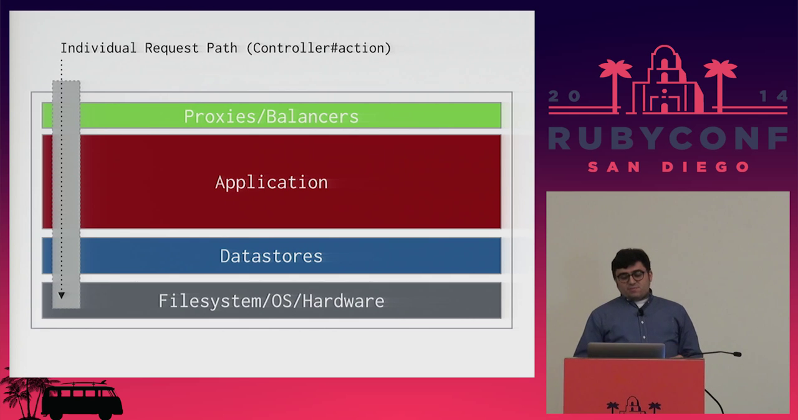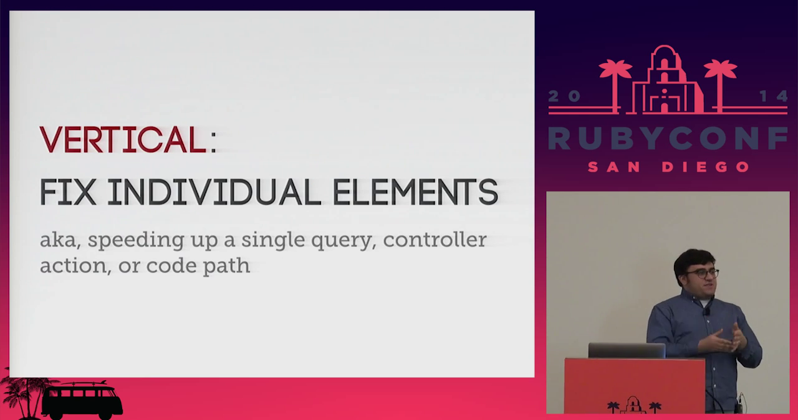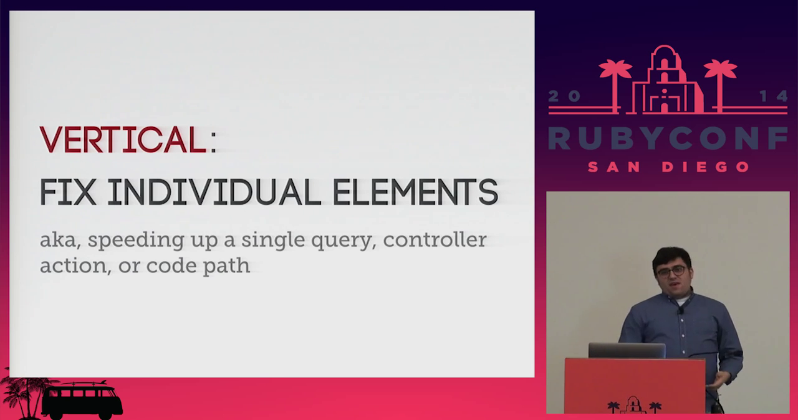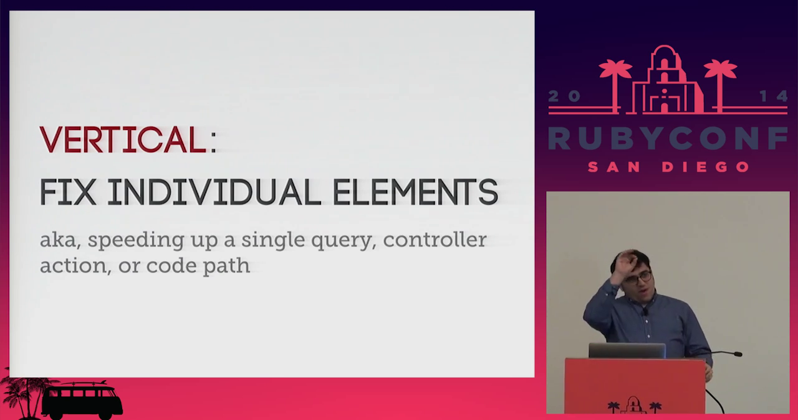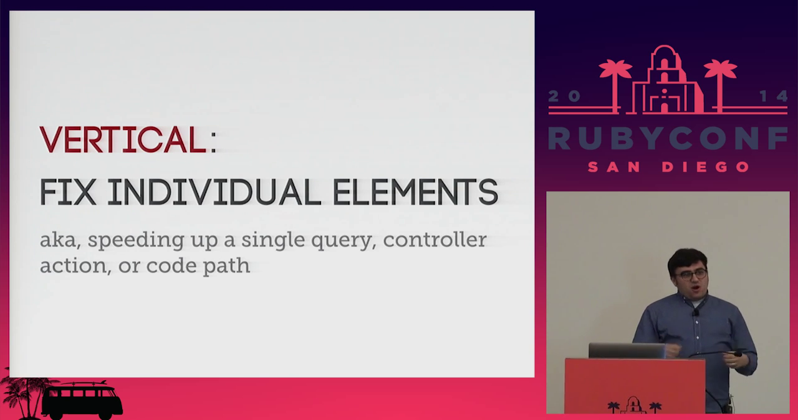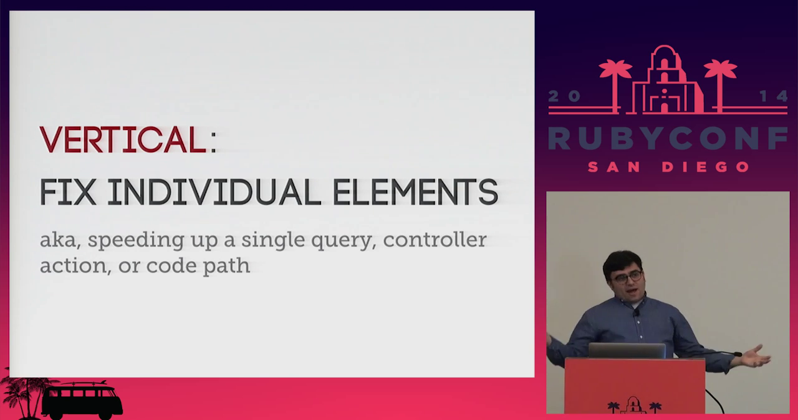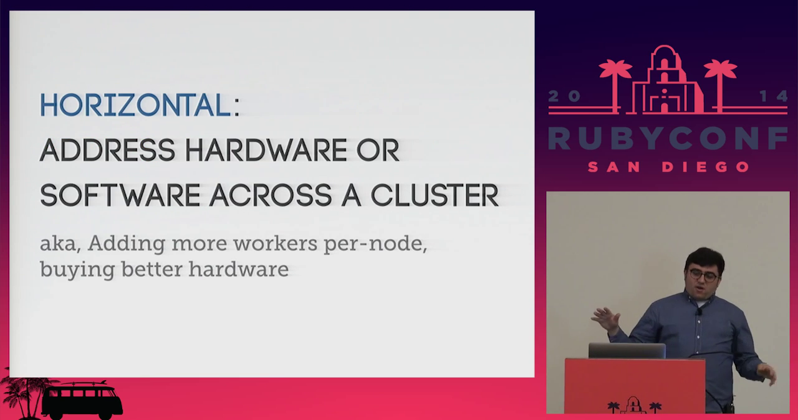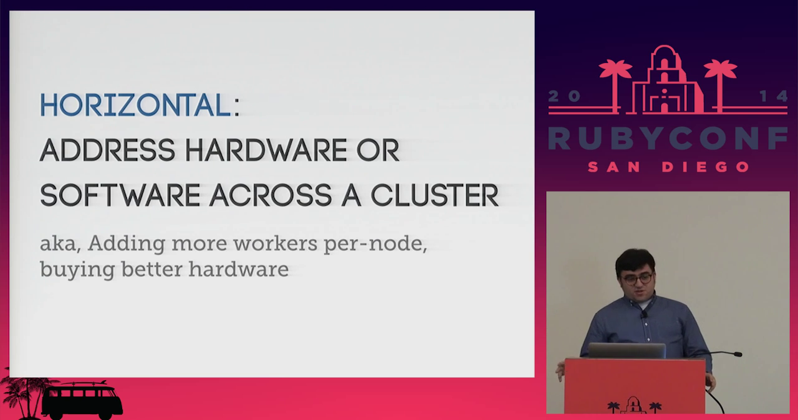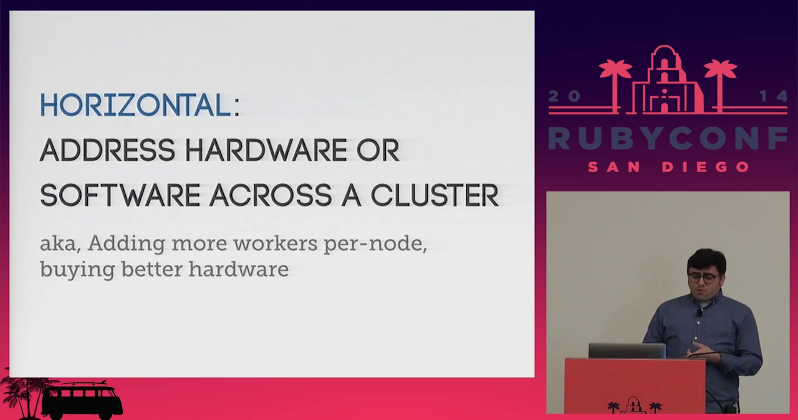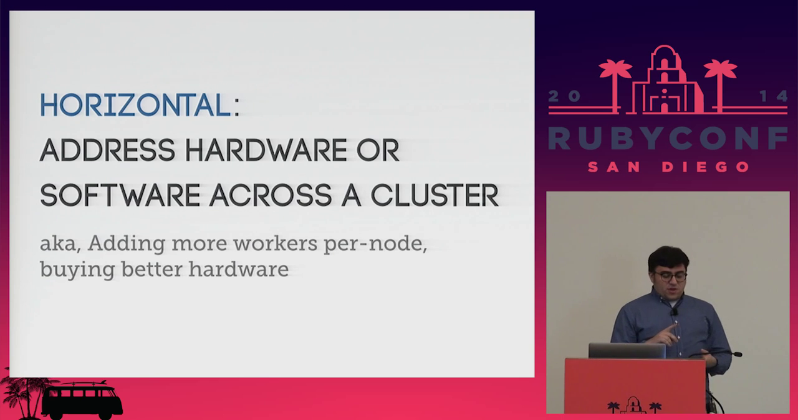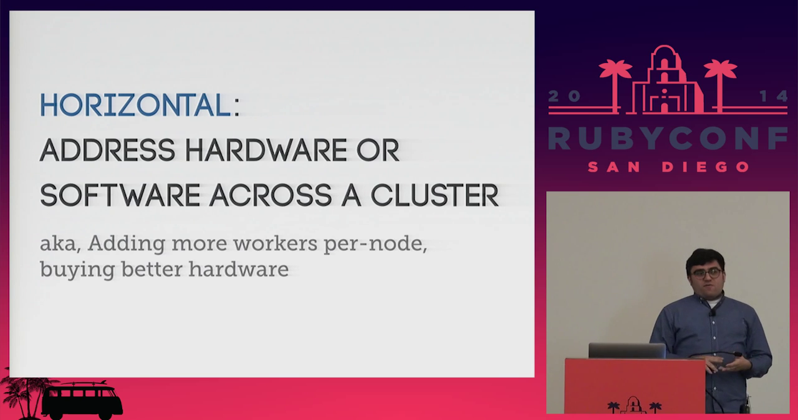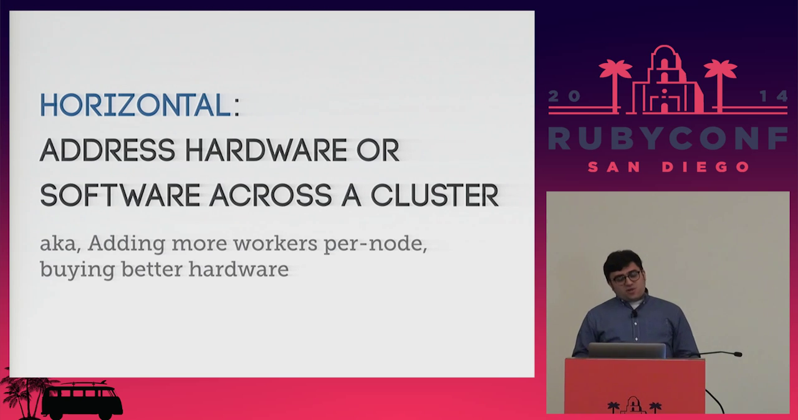So if we optimize something vertically, that means fixing an individual element, like fixing a single action, fixing a single code path, or something that only gets hit often enough. If we optimize those, that makes our entire application faster. But also there's horizontal, which is going across hardware or software as a cluster. That's something like upgrading our hardware itself, or fixing some basic method that gets called for every single request, whatever it is. It's not just hardware, it's software too.